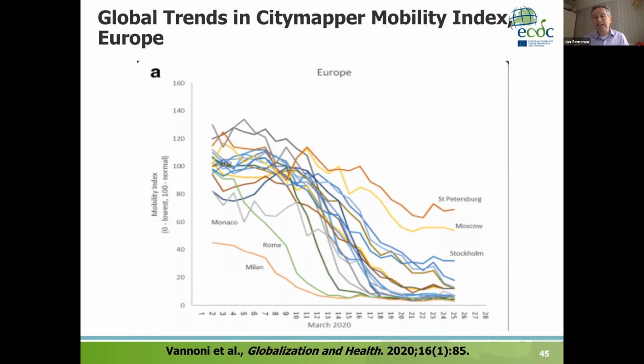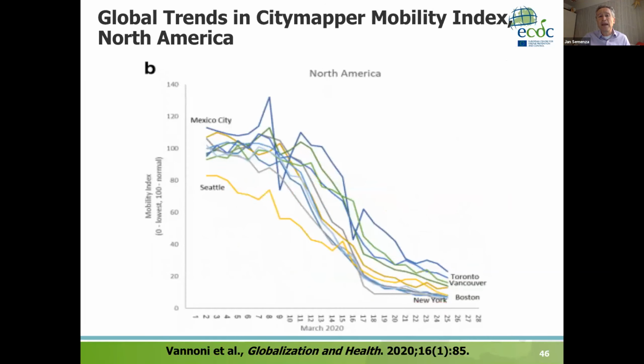The Russian cities here, St. Petersburg and Moscow, were not impacted so early by the pandemic and showed a later decrease in mobility. And then among the Western European cities, Stockholm stands out, where I live, because the government here had decided not to impose stringent measures, and our society has been relatively open, and you can see that this is reflected in the mobility index here.